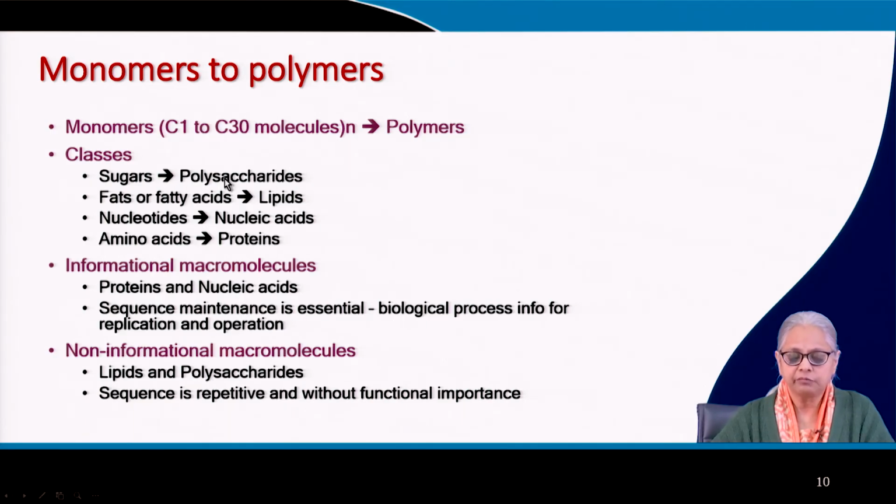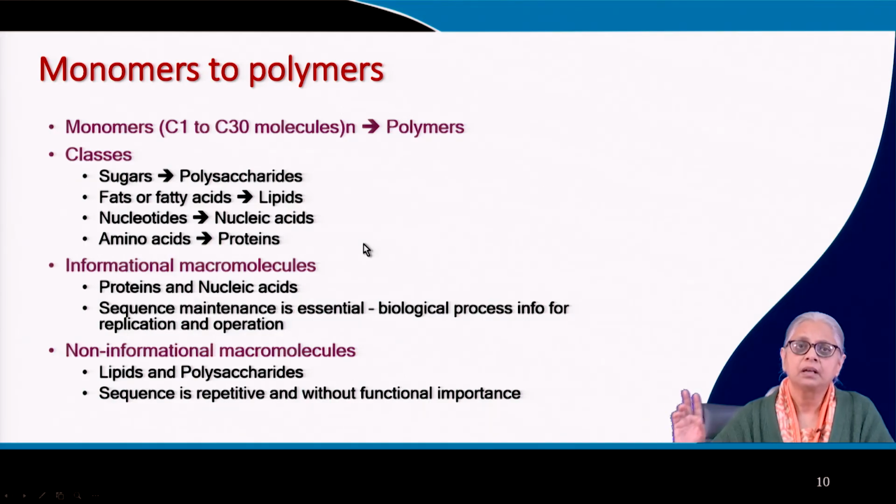The monomeric form for the polysaccharides or carbohydrates is sugar. For the lipids, it's fats or fatty acids. For the nucleic acids, it's nucleotides, and for the proteins, it's amino acids. And we're going to take a look at these details in the next part.